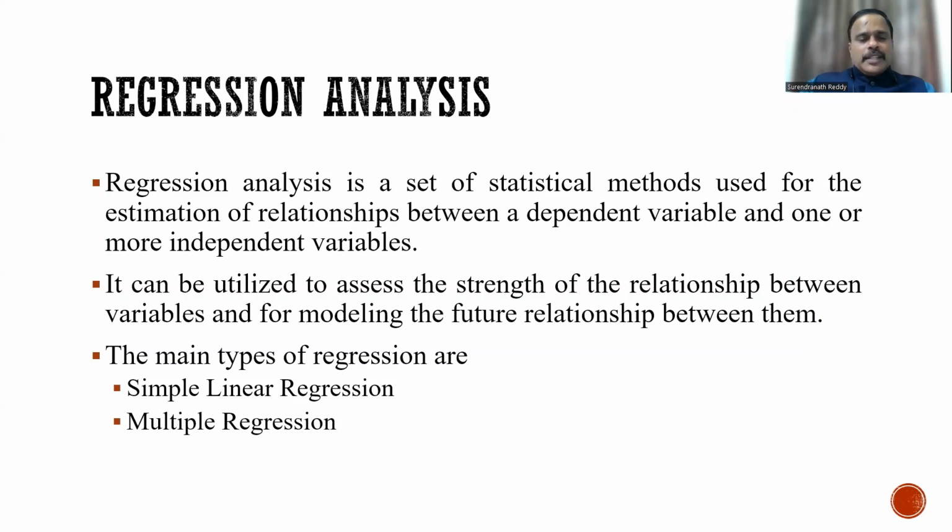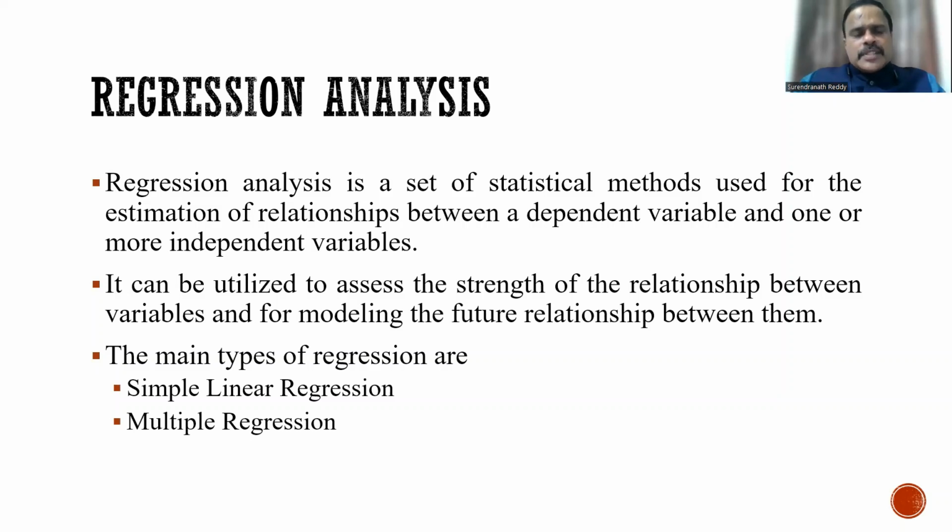Similarly, we'll take another example: customer preference and acceptance of a product. A product can be accepted only when the customer prefers to buy it. So customer preference is the independent variable and acceptance of a product is the dependent variable. When you want to study the relationship between these two variables, we use regression analysis as a statistical tool.